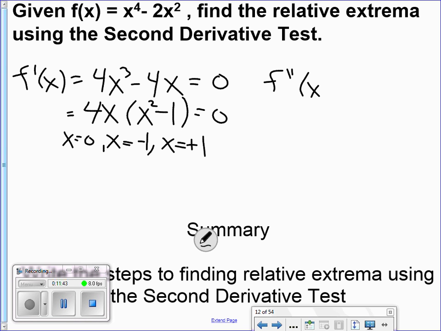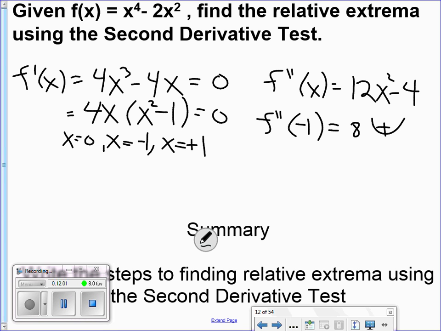So the second derivative is, you said 12x squared. Is that it? Uh-huh. Okay, so we're going to plug in the negative 1. Do we get a positive or a negative? Positive, right? Like, we actually get 8. That's positive. So what does that mean?